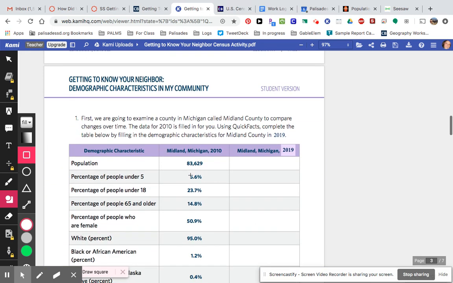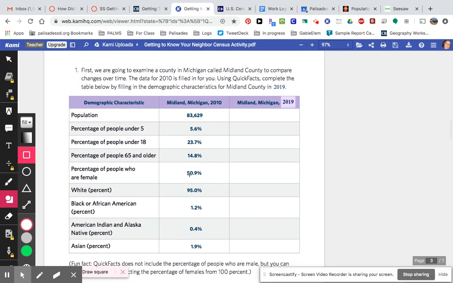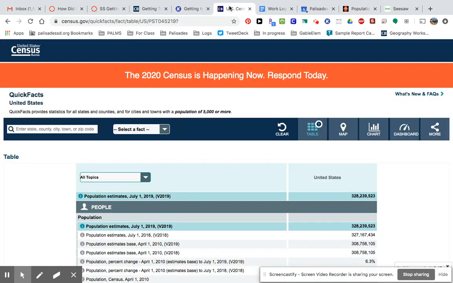If we scroll down in our assignment in Kami, we're going to examine a county in Michigan. It's known as Midland County, and we're going to look at how their population changed over time between 2010 and 2019. And we're going to use this website here, the Quick Facts, to get that information.